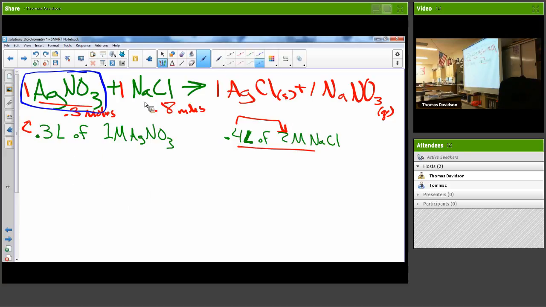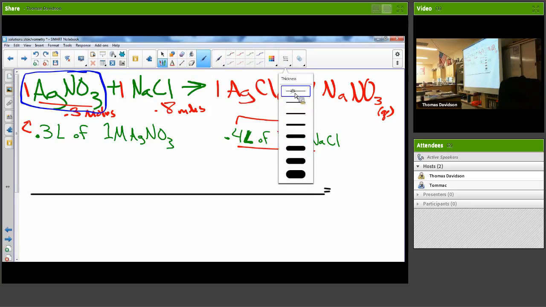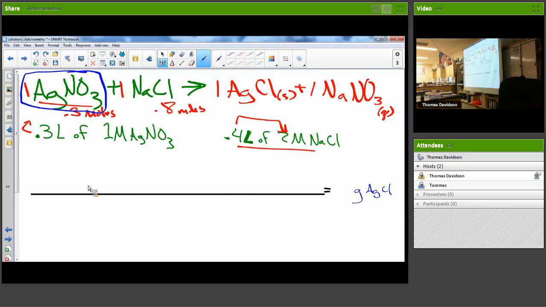Okay. Here we go. So I'm going to set me up a nice, cute picket fence here. And what am I going to be solving for? Grams of who? All right. And what am I going to start with? My 0.3 moles AgNO3. How come I'm starting with that? It's my limiting reactant. All right, so what has to go on the bottom then?